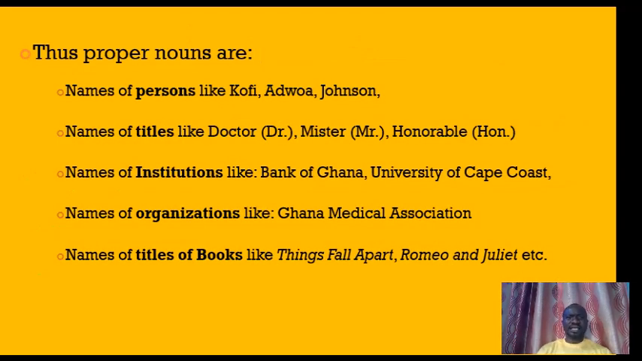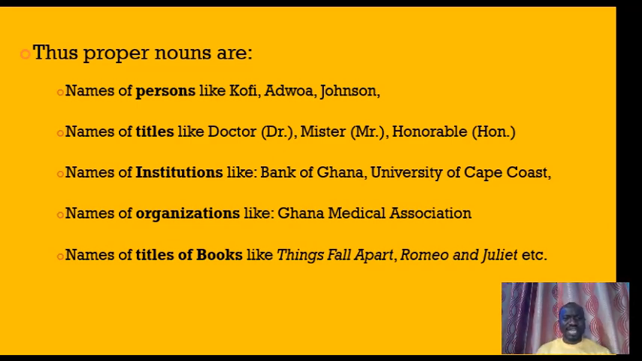Thus, proper nouns are names of a person like Kofi, Ajua, Johnson, Jerry John, Akufo-Addo, Mahama, Bawumia. All these are names of a person and they are considered proper nouns. Name of title like Doctor, Mr., and Honorable. Names of institution like Bank of Ghana, University of Cape Coast, Valley View University. Name of organization like Ghana Medical Association, Concerned Teachers Association, Ghana National Teachers Association.